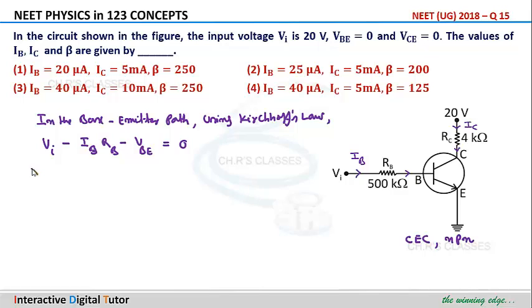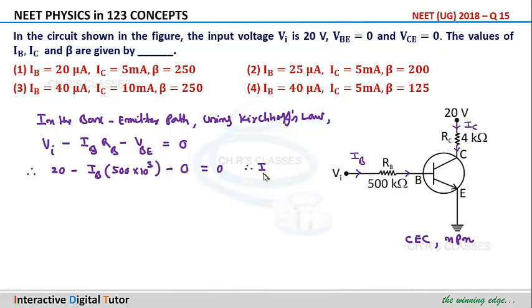Therefore, VI is given as 20 volts minus IB we have to calculate, and the resistance is 500 kilo ohms, 500 into 10 power 3, minus the base emitter voltage is given as 0, is equal to 0, and therefore out of it IB value can be calculated.